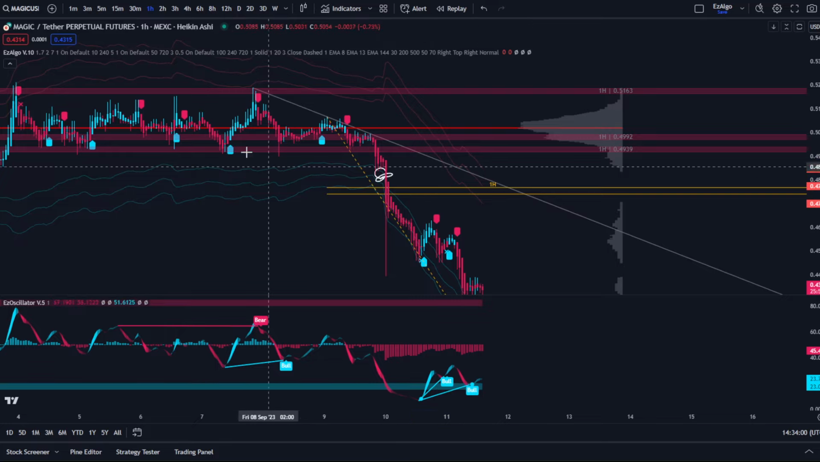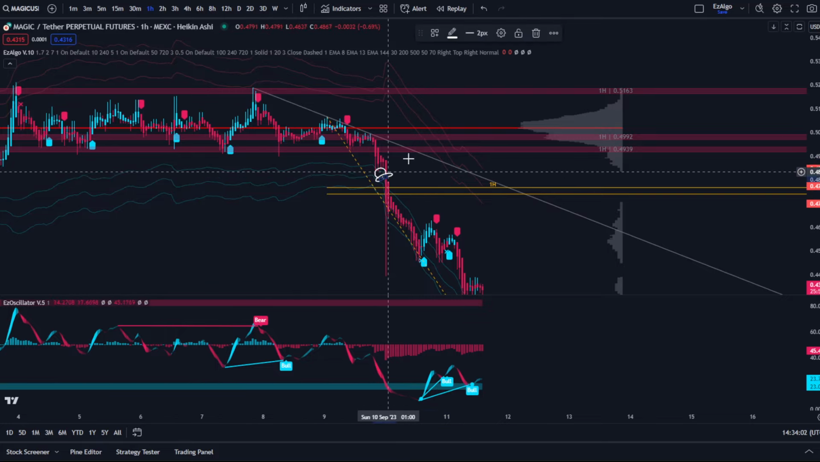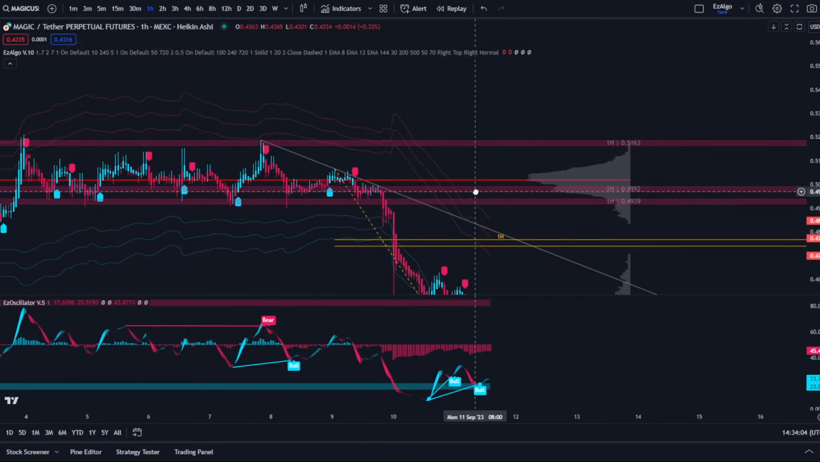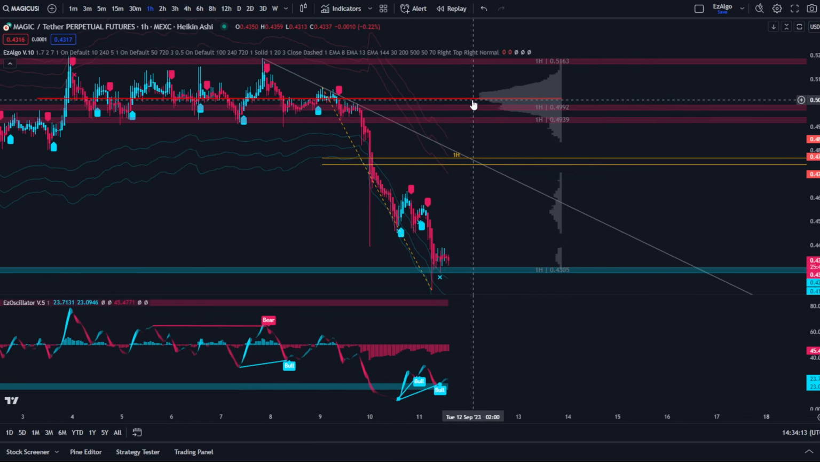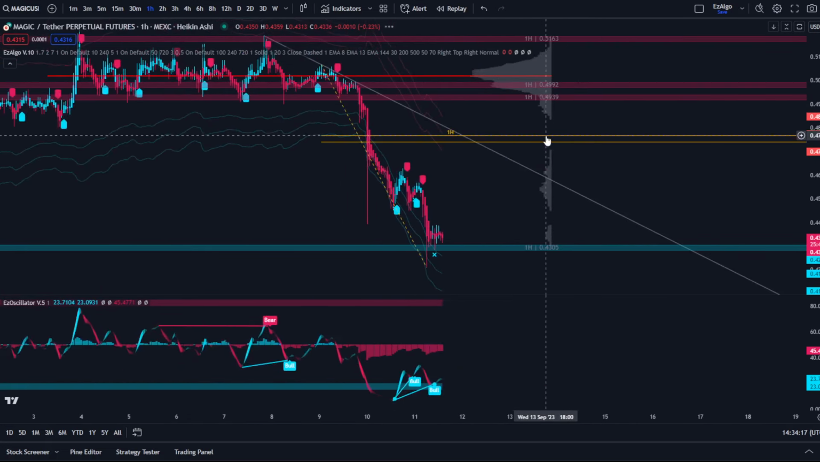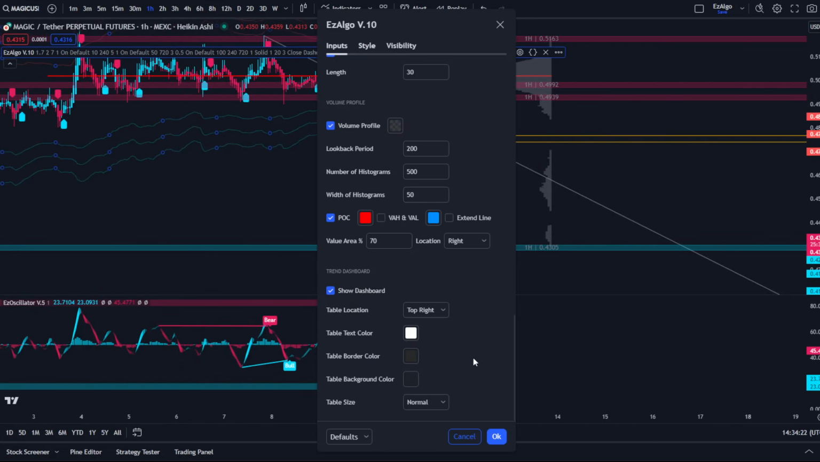Something else I like to do is to take longs below the point of control, targeting that as a take profit, or shorting above the point of control. Price will oftentimes gravitate towards the point of control, as that's where a majority of the volume in the markets lies. All right, and below that, we have the trend dashboard.